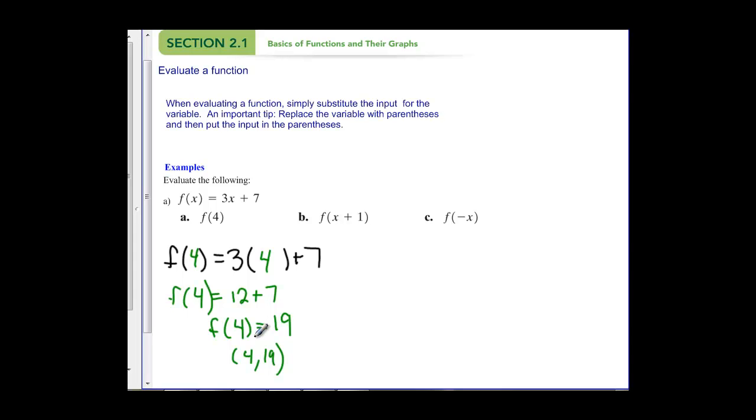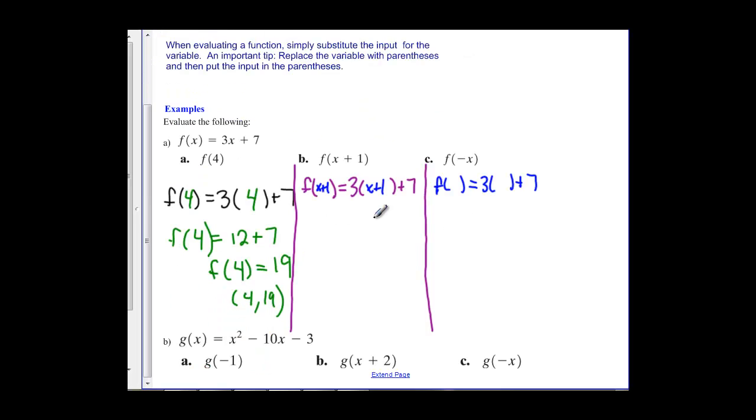All right, so B is a little trickier and C is a little trickier. I want you all to try both B and C. I'll give you a minute. What you're doing is plugging in what it says to plug in. So you're going to do the f of x plus 1 and the f of negative x, and then simplify it if you can. You're not going to solve and get a number with these, but you are going to try to simplify it.